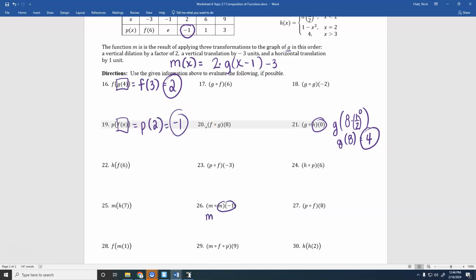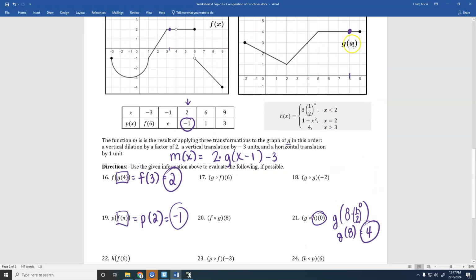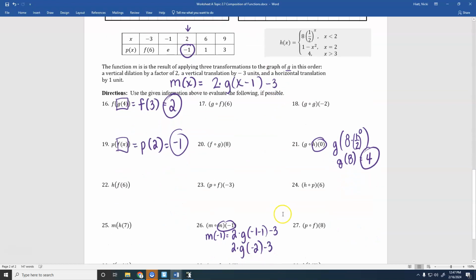All right, so I need, first of all, to find m of -1. So m of -1 is going to be 2 times g of -1 minus 1 minus 3. And that is going to be 2 times g of -2 minus 3. So now I've got to go to g and find what g of -2 would be. And so g of -2, that's right here. That's this point. What is g of -2? It is 3. That is our y value.